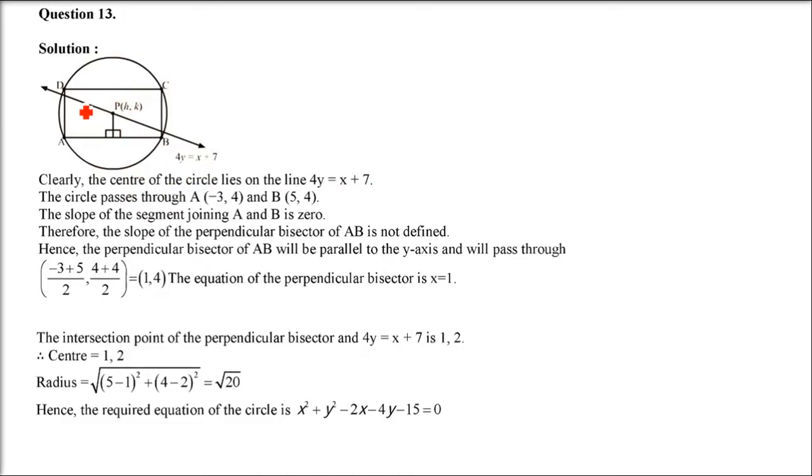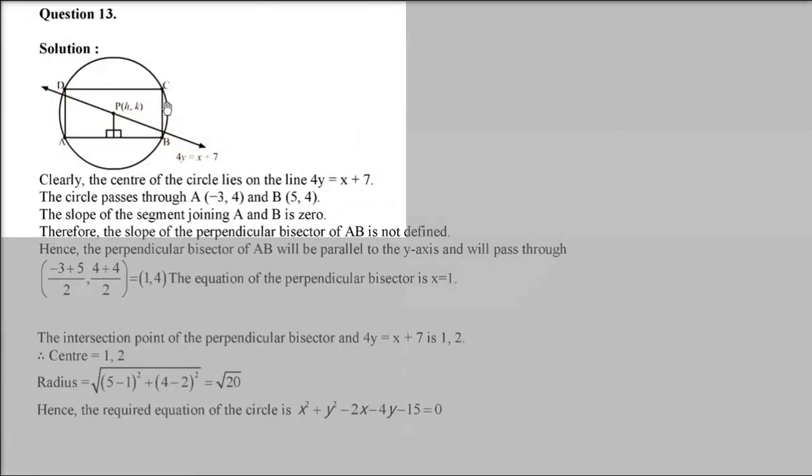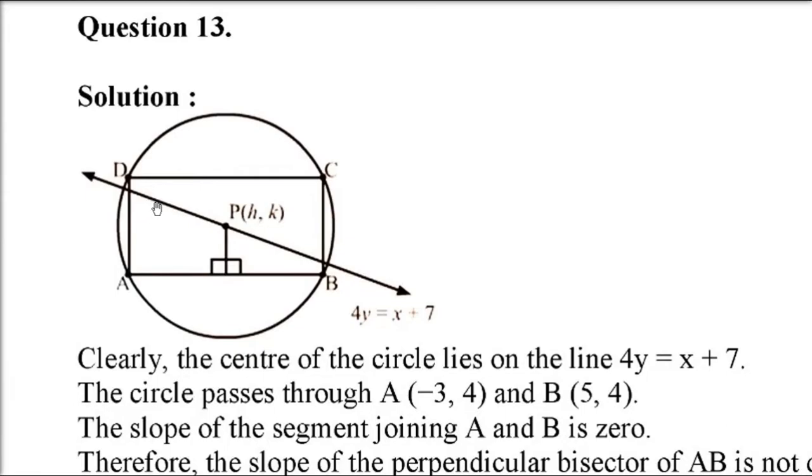Question number 13. One diameter of the circle circumscribing the rectangle ABCD is 4y equals x plus 7. If the coordinates of A and B are (minus 3, 4) and (5, 4) respectively, find the equation of the circle. First of all, this line is passing through D and B. First make sure of it. It's not passing right now, if you see, but assume that this line is passing through D and B.